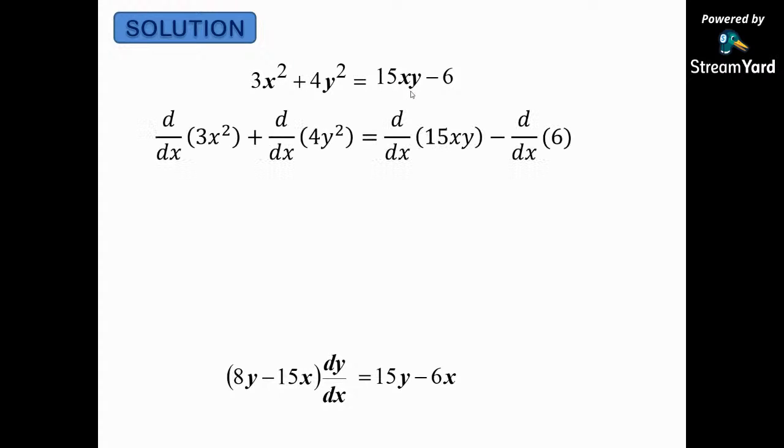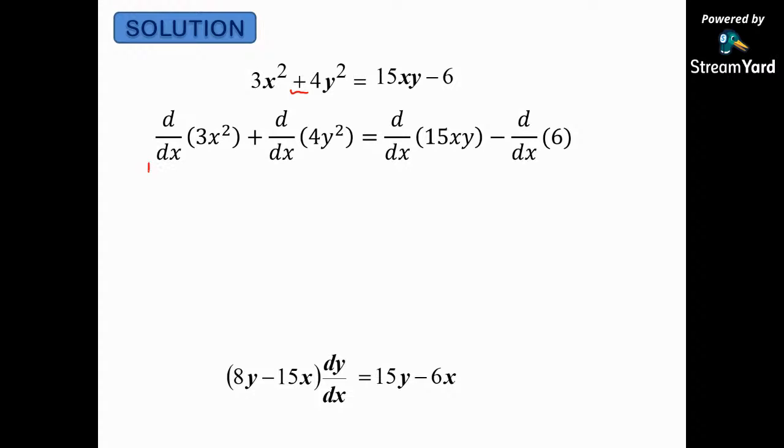So I'm doing d over dx for everything. So I will have d over dx of 3x squared plus. So since I have a plus, that is how I know I can actually separate them. So this is d over dx of 4y squared. This is a multiplication, don't separate them. So this is d over dx of 15xy minus d over dx of 6. Okay, so now we should try to differentiate one by one.